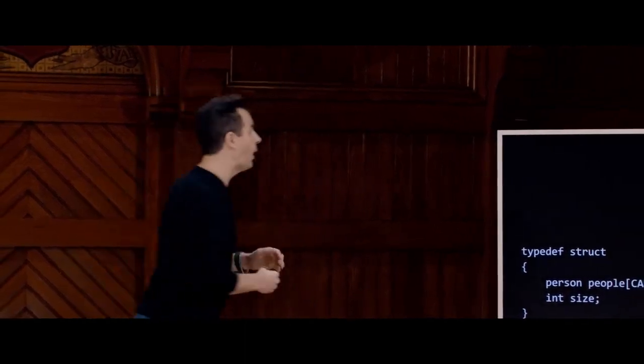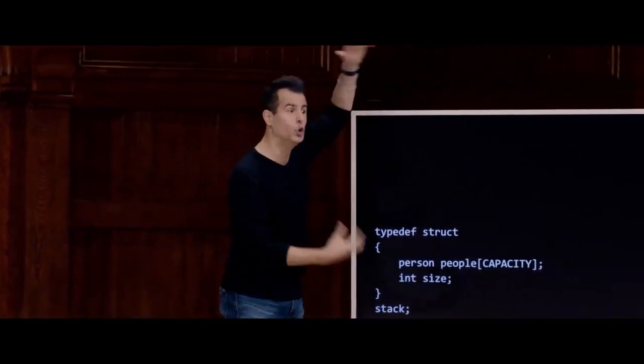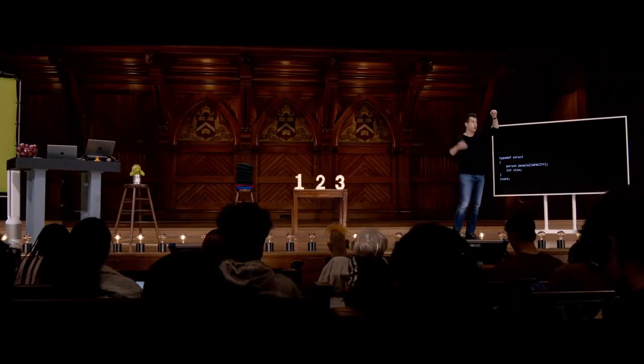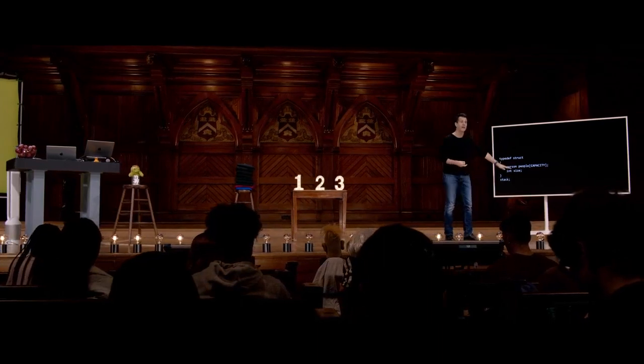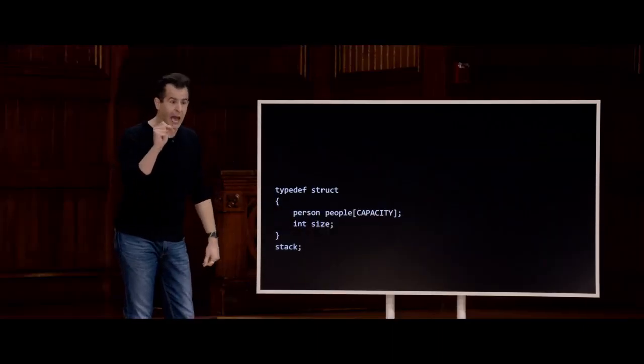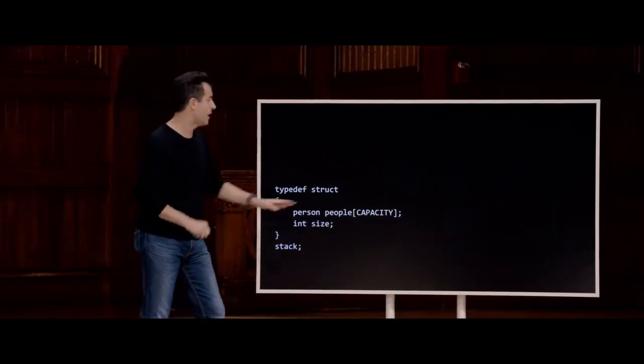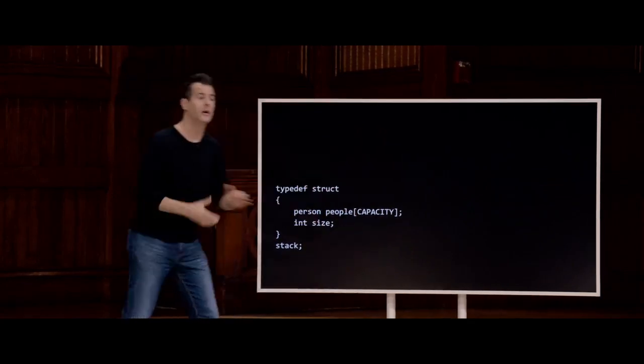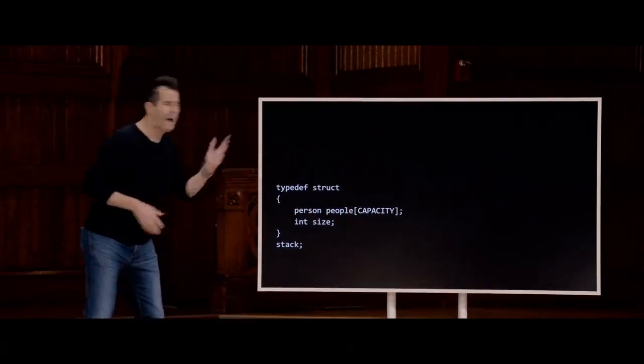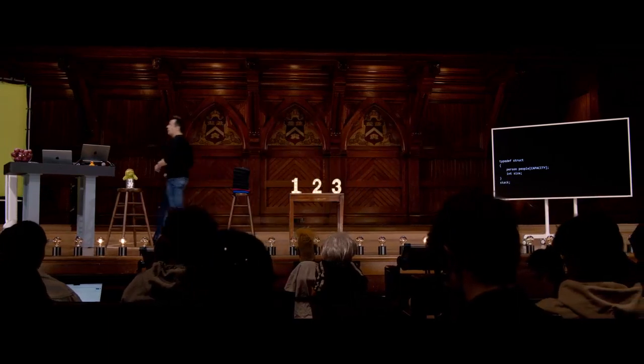Perfect. The capacity is how high the stack could be, like how much room there is for those sweatshirts in my closet, for instance, whereas size is just literally, at this moment in time, how many sweatshirts are in the stack. It's either capacity or fewer, presumably, in total there. So what is capacity? Well, we could implement this in, perhaps, a familiar way.